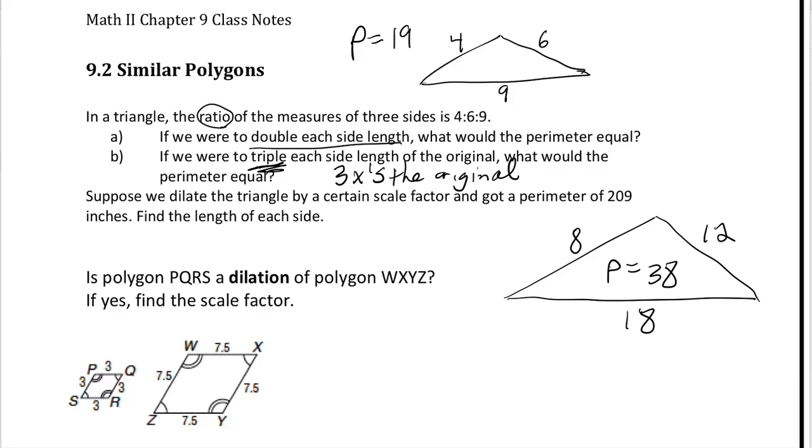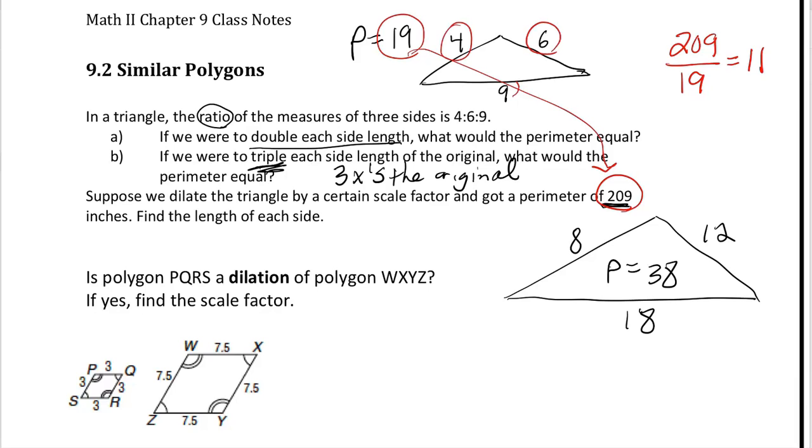Suppose we dilate the triangle by a certain scale factor and got a perimeter of 209. This is working backwards. Initially we had a perimeter of 19. Now the perimeter is 209. 209 divided by 19 is 11. So each side length, 4, 6, and 9, is going to be multiplied by 11. So the side lengths would be 44, 66, and 99.